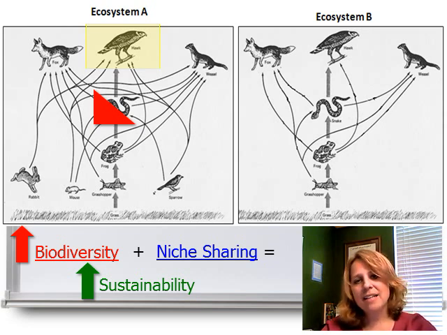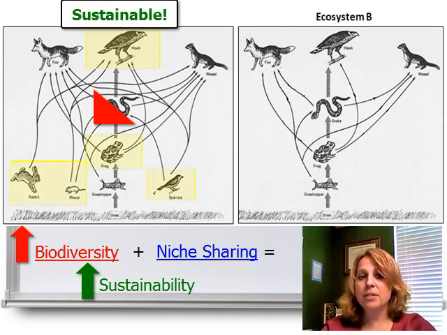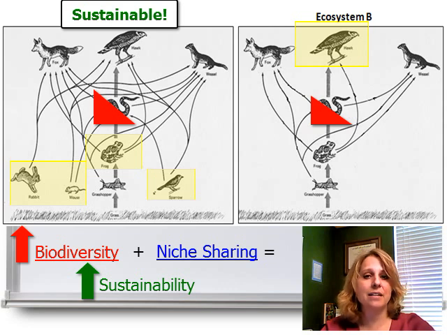Right, it might decline a little, but there are other animals filling the same niche or role as the snake. Greater biodiversity plus multiple organisms filling the same niche equals greater sustainability. What would happen to the population of hawks in ecosystem B if half the snakes died?